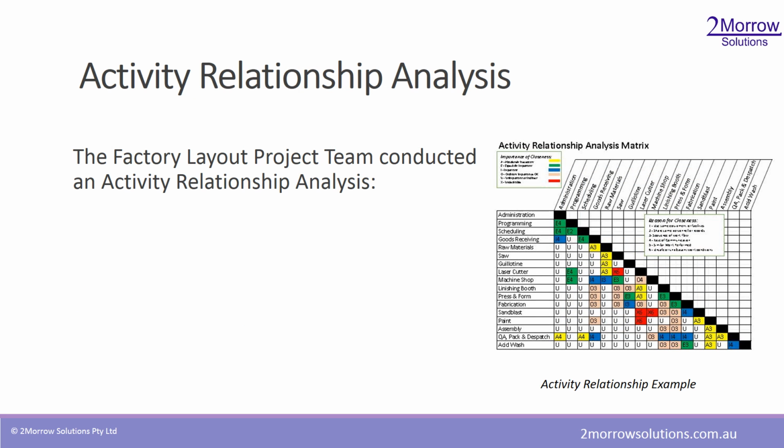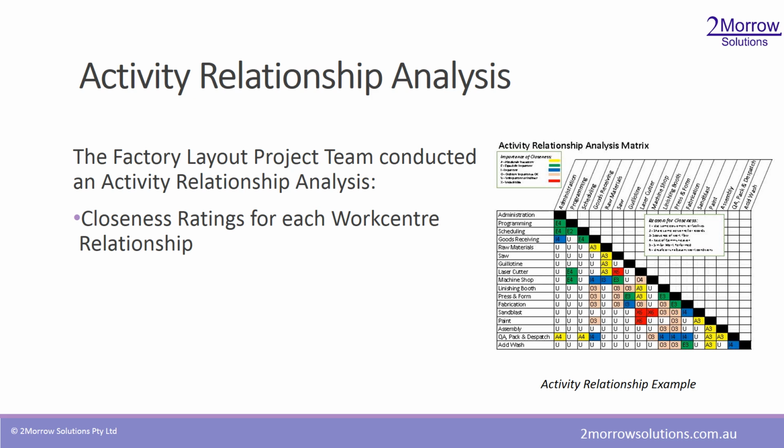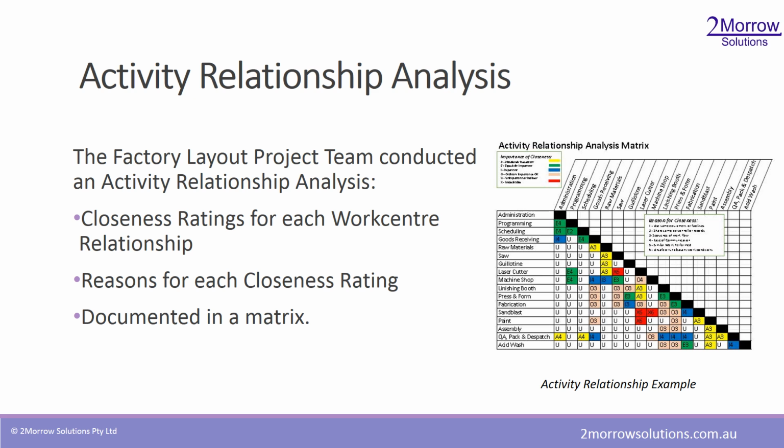The factory layout project team conducted an activity relationship analysis, also known as closeness relationship analysis, where each work center was rated in terms of closeness to each and every other work center in the layout. The ratings, in conjunction with the reasons for each decision, were documented in a matrix.